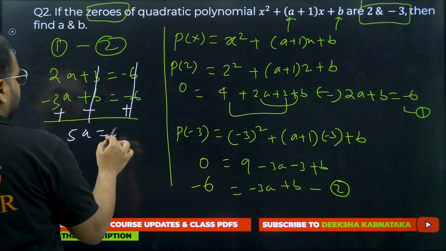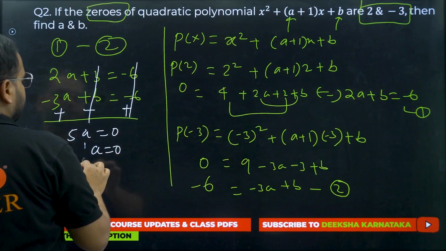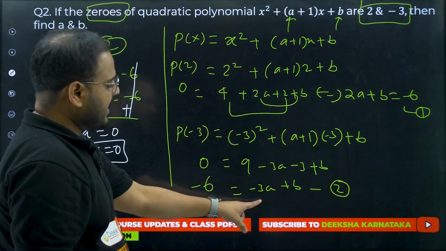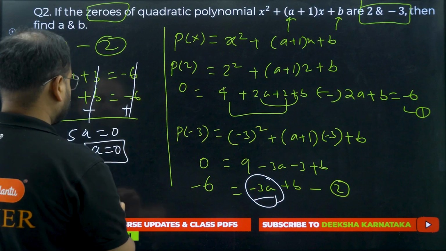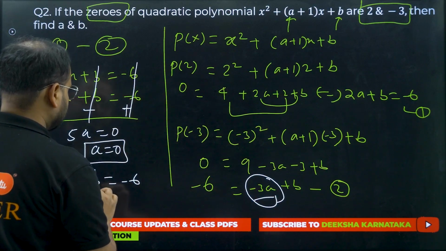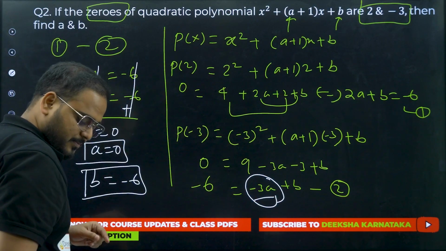5a equals 0. It means what? A equals 0. Put in this equation. A is 0 means what? This whole thing will be 0. So what is b equal to? Minus 6. So b equals minus 6. This is my answer. Please have a look.